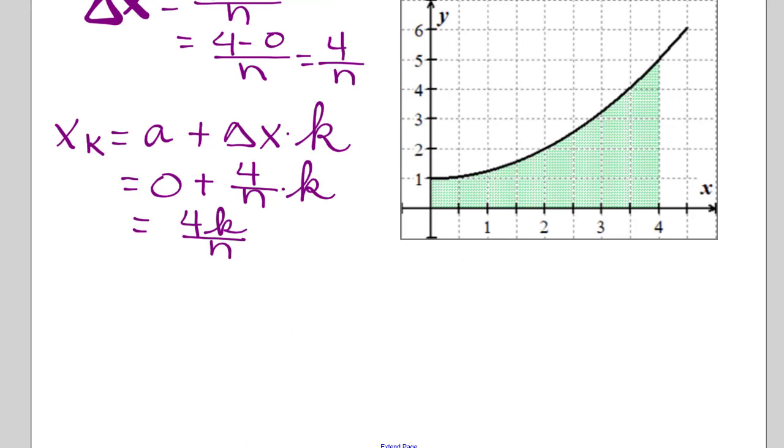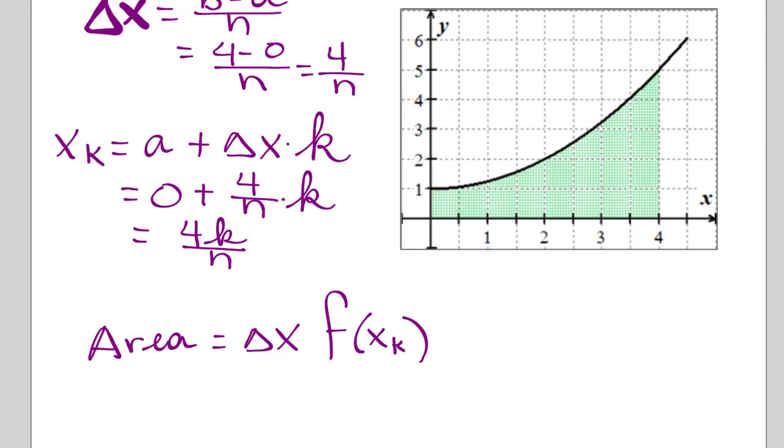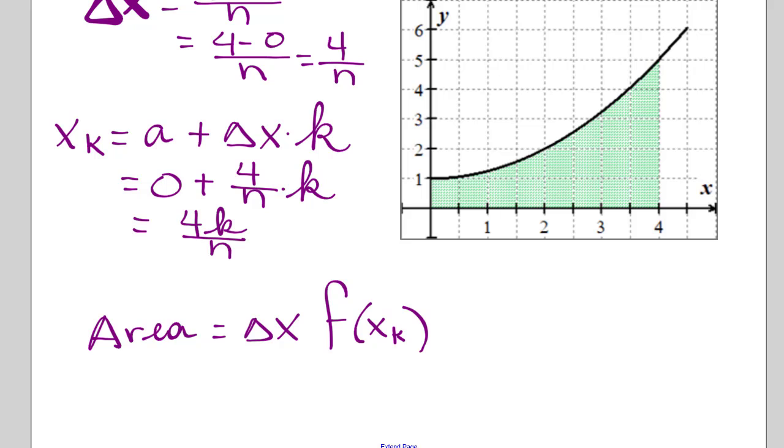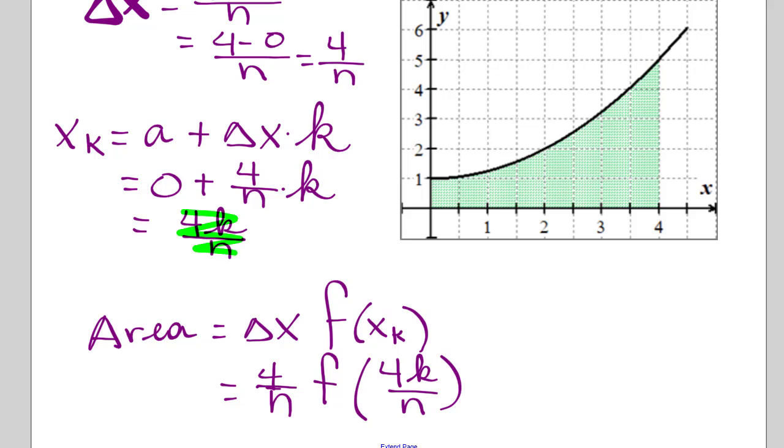Okay, now that we've got that, we know that the area of any individual rectangle is going to be delta x times f of x sub k. All right, so our function is 1 over x squared plus 1. So we got 4k over n. I'm sorry, let's go back. 4 over n. That's our delta x. And then we want f of 4k over n, because we just defined above that our x sub k's are 4k over n. So I want to look at f of those x sub k's.